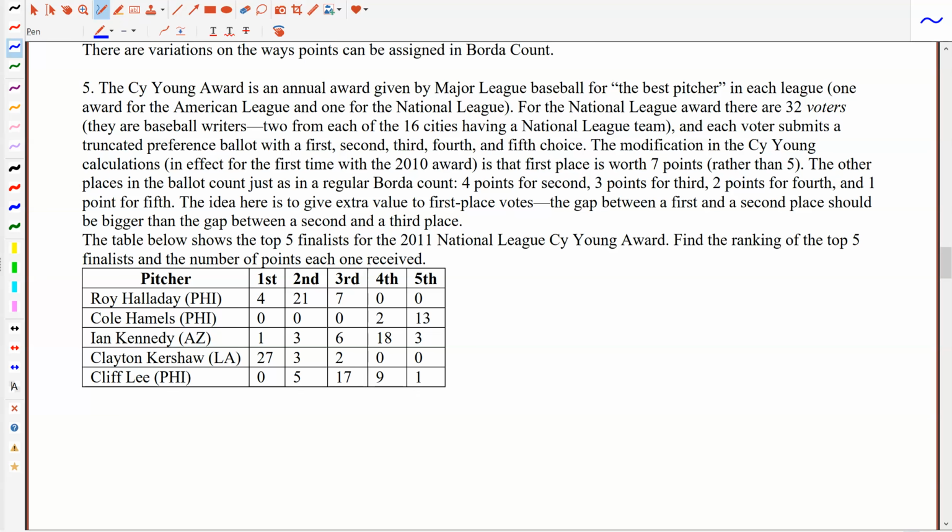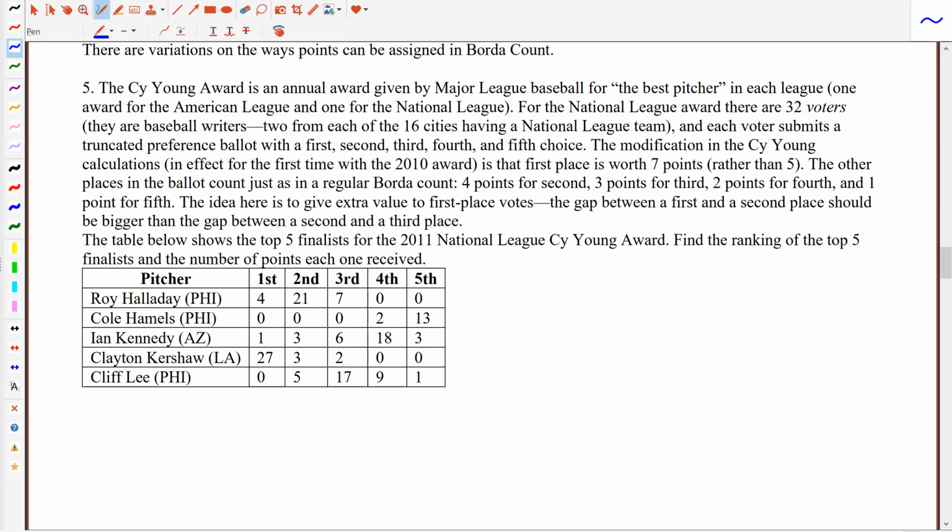Now there is a modification in the Cy Young calculations that went into effect for the first time in the 2010 award season, is that the first place is actually going to be worth 7 points rather than the typical 5. Now the other places in the ballot count just as it would in a regular Borda count. So there's going to be 4 points for second, 3 for third, 2 points for fourth place, and then 1 point for fifth. And the idea here is to give extra value to your first place votes. The gap between a first and a second place should maybe be bigger than the gap between the second and the third place.